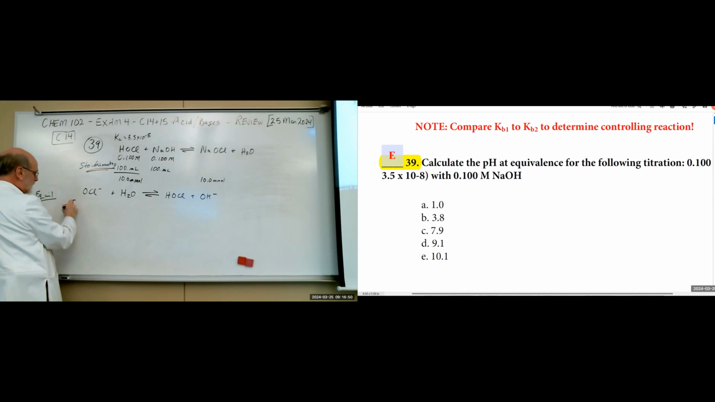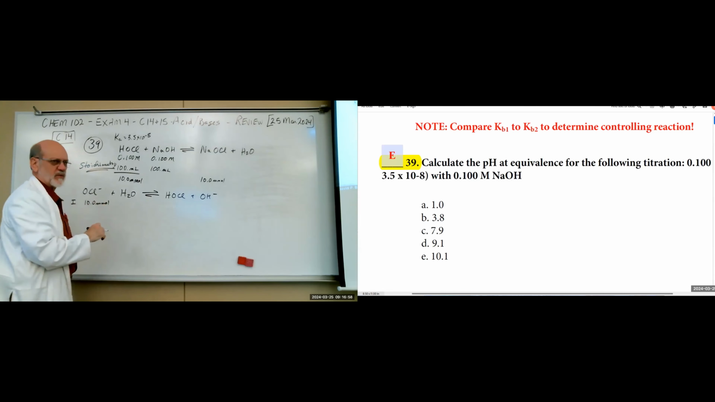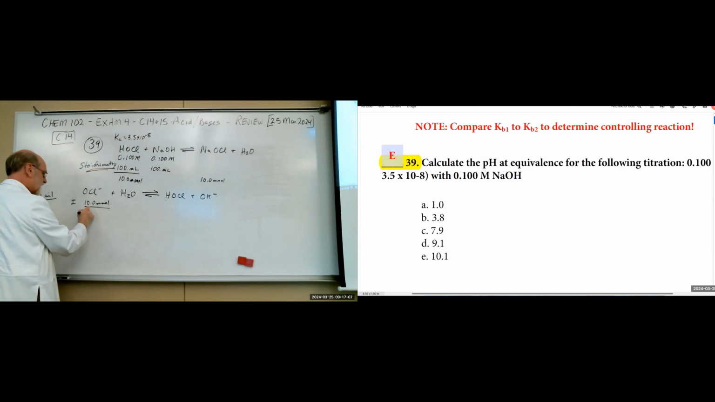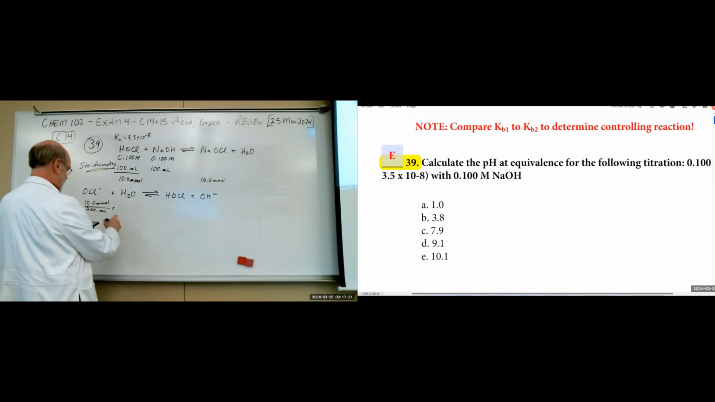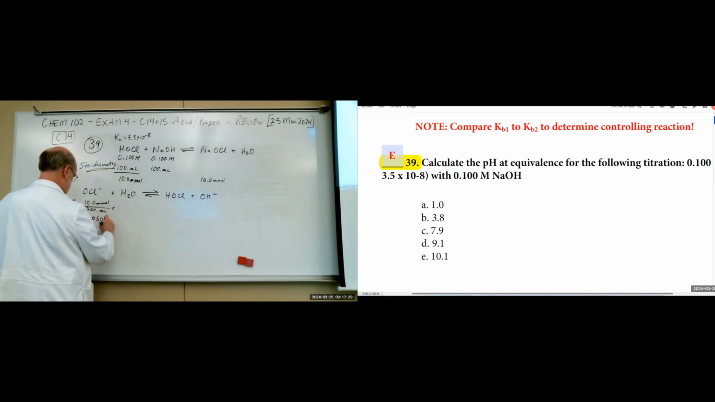All right, so initially, what do we have? Well, we've got 10 millimoles. We've done millimole before, haven't we? Okay, 10 millimoles divided by what volume? Well, we're adding 100 plus 100, so it's actually 200 mils. So millimoles divided by milliliters is molarity. And that's 10 divided by 200. I should be able to do that in my head, but I'm not feeling too spry today. So this is 0.05 molar.